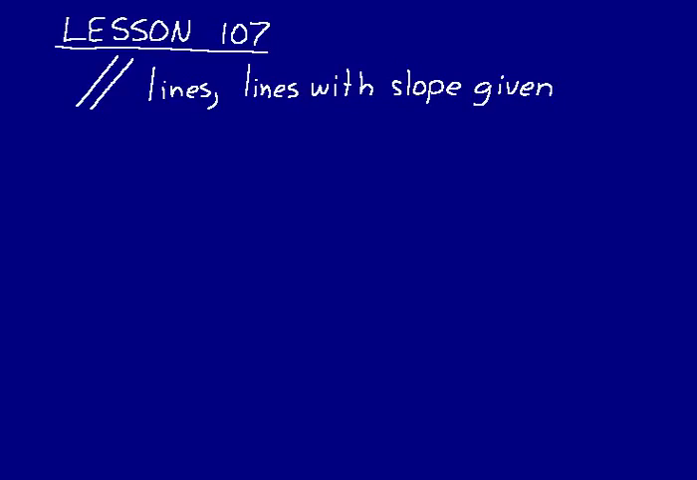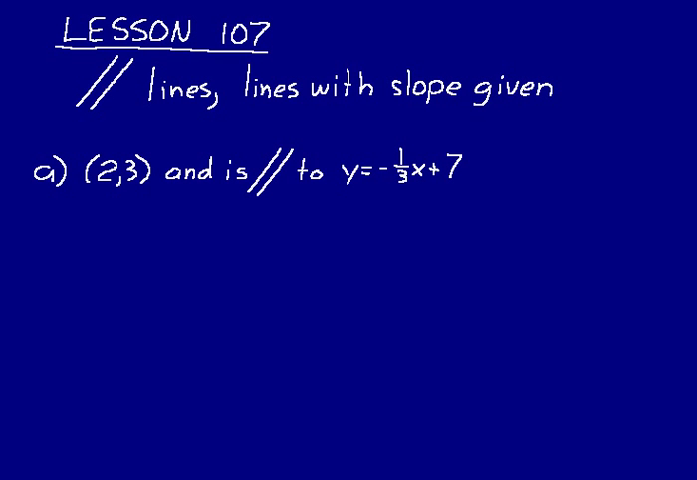Lesson 107, we're going to continue solving for some equations of lines, and these will be parallel lines and then also lines where the slope has been given. Now, equations that are parallel and also when the slope is given, either way we know what the slope is because parallel lines have the same slope. And so what you're going to be doing is finding equations of a line if you've been given another line that's parallel to this line.